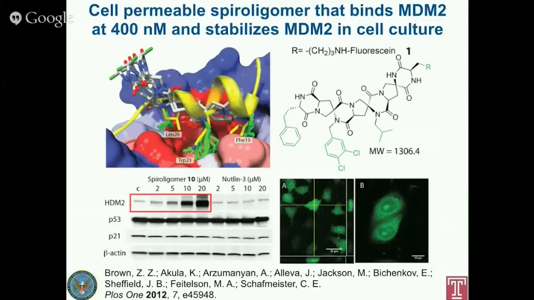It has a green fluorescent group on it, so it goes into the cells and becomes fluorescent. These are confocal microscope images of cells, and you can see the compound is all throughout the cell. And it gets in and it stabilizes the protein that we designed it to bind. The levels of that protein shoot up about 30-fold.